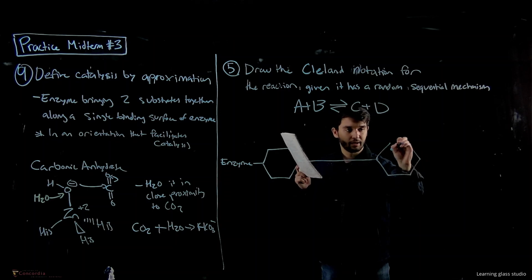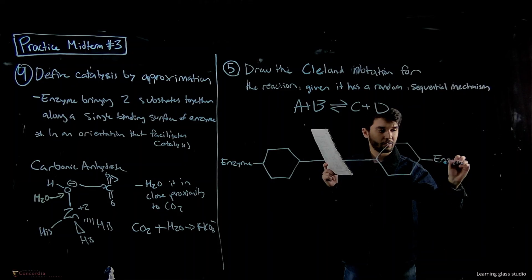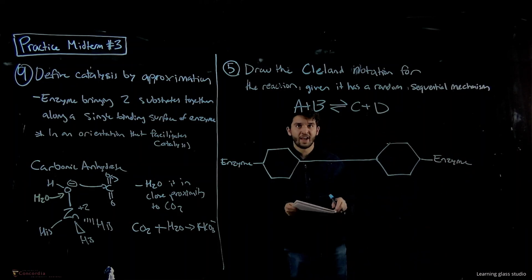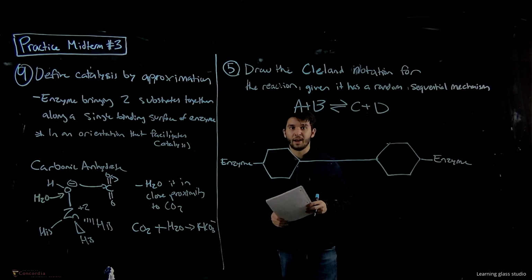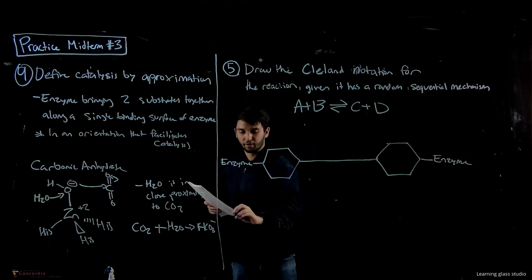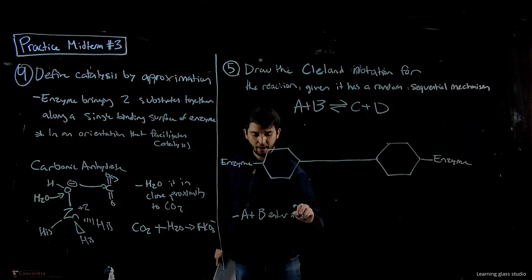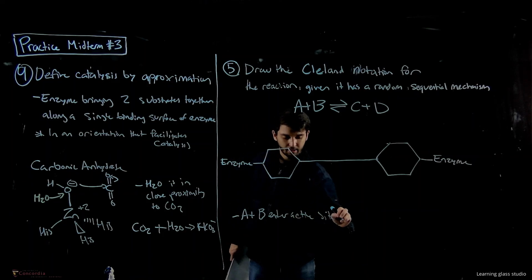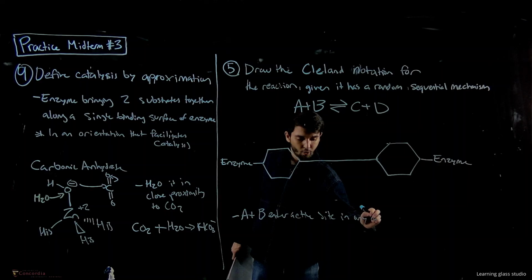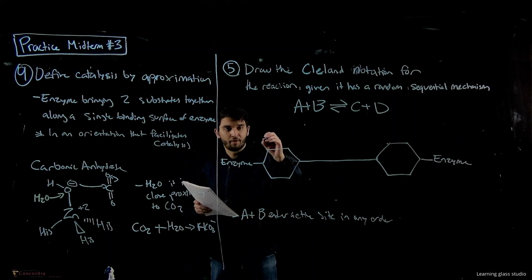Another hexagon here, and then we're left with just enzyme here. So essentially, we have A and B, those are the reactants. Those have to enter the active site, but they can enter in any order. So A plus B enter the active site in any order. That's what a random sequential mechanism is. So here we have one possibility.